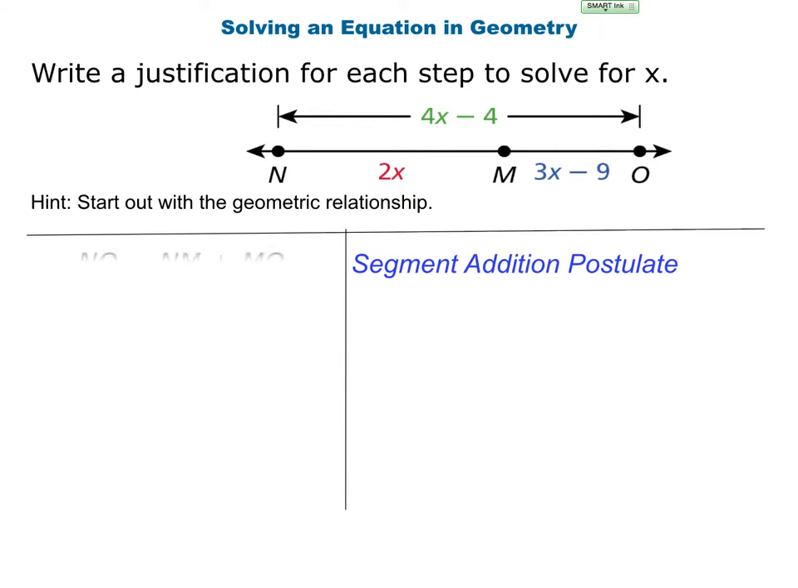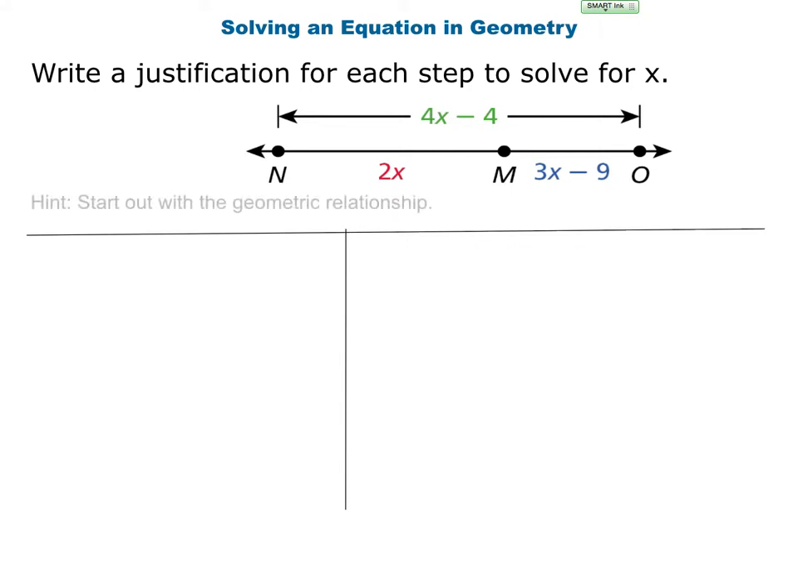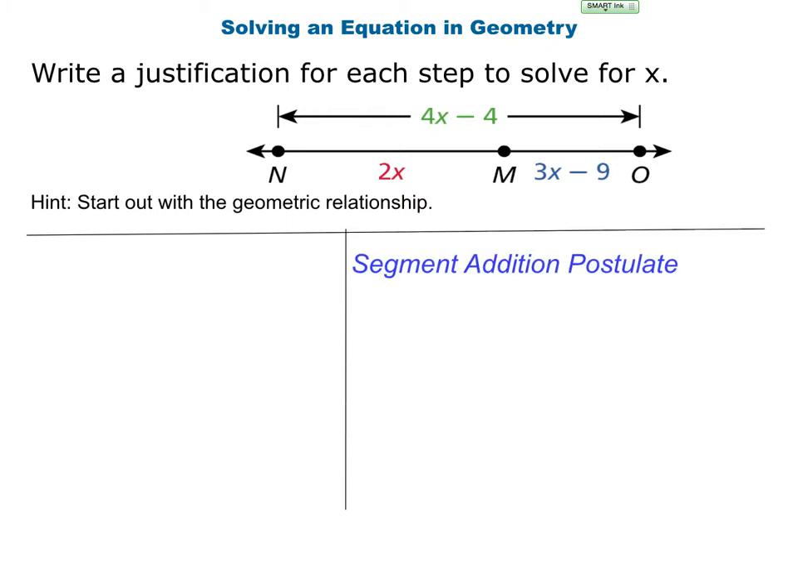Now, if you want it to match up exactly with what I'm showing, I started with the whole thing. The whole length of NO, that distance, is equal to the distance from N to M and M to O. As you look at this, that reminds you of algebra or the segment addition postulate. Okay, so that's the geometry behind what we're going to do. That's what supports that we can add these segments together.